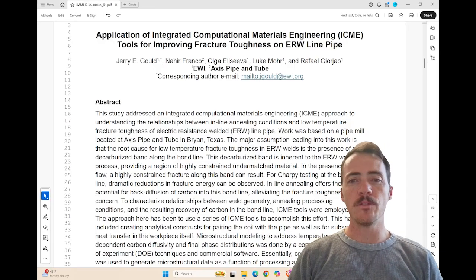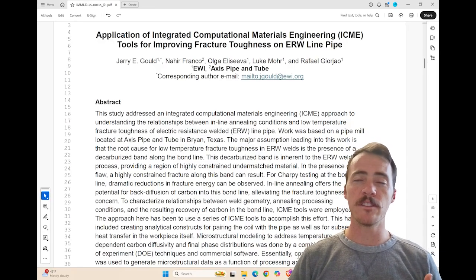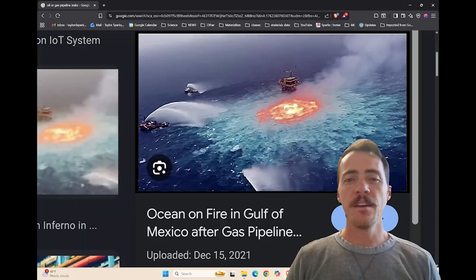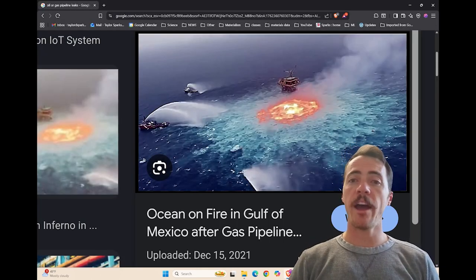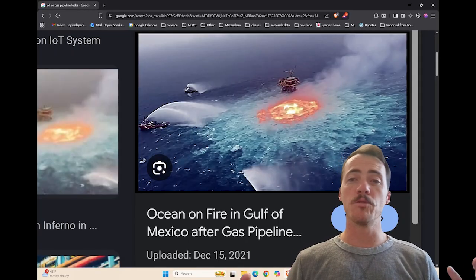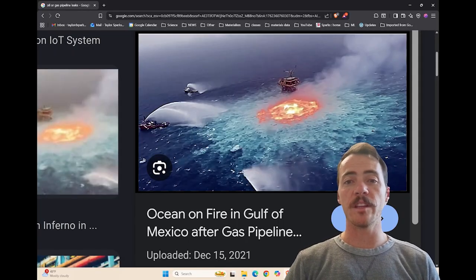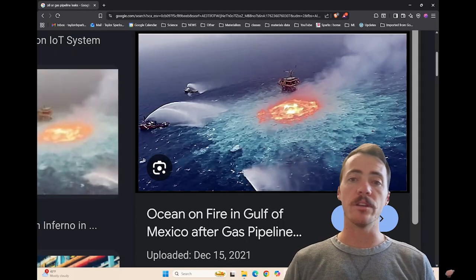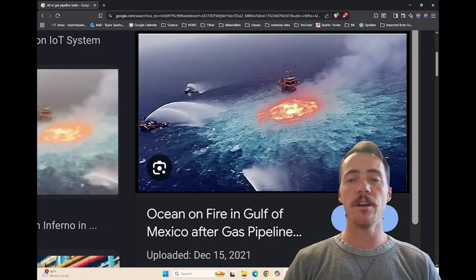These are pipes that we use to transmit natural gas or oil from one place to another. So obviously it's going to be critical that we don't break. And unfortunately, in the past, there have been instances where these pipes have burst. Take this news report from 2021 where there was a burst that led to a fire under the ocean. It can be pretty catastrophic.